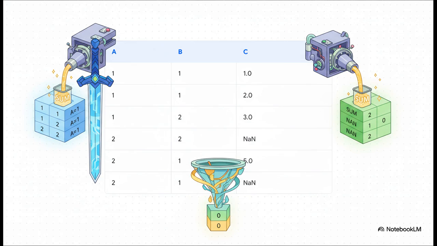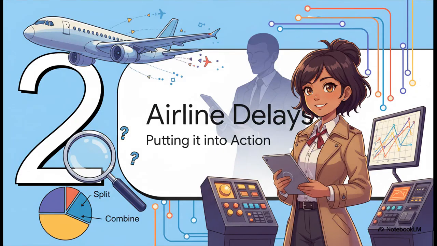We can split all this data based on the values in column A. That gives us two groups, right? One group for all the rows where A is 1, and another group for where A is 2. Then we can apply a function, let's say sum, to column C for each of those groups, and then we just combine the results. See? Simple. All right, enough with the theory.